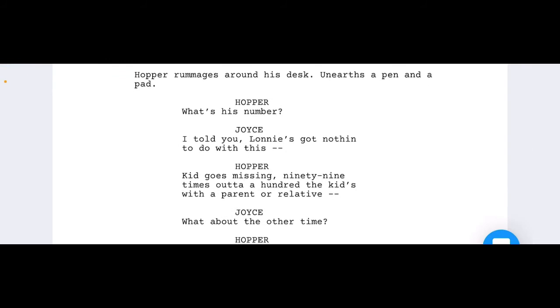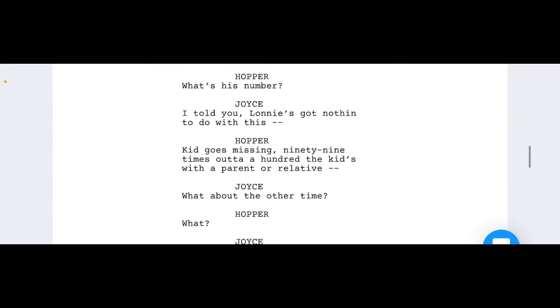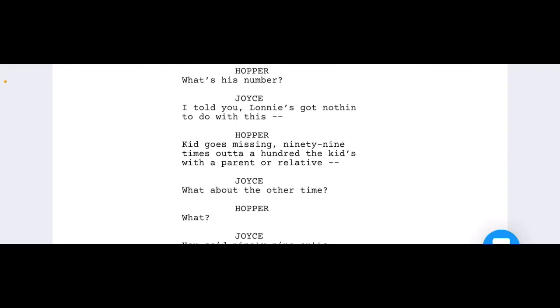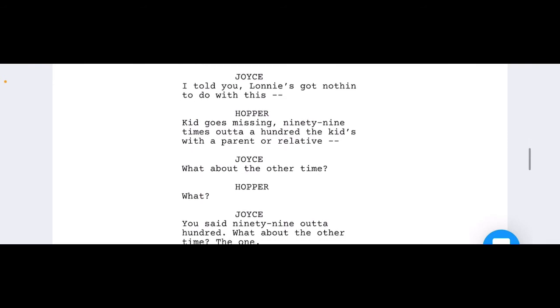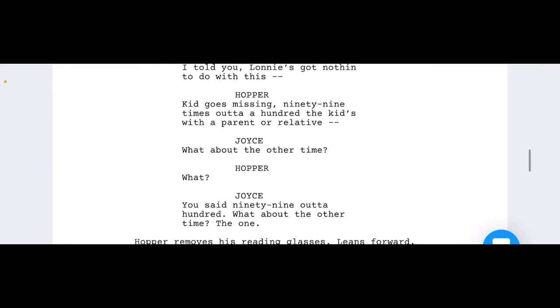Hopper rummages around his desk, unearths a pen and a pad. Hopper says, what's his number? Because despite Joyce saying that, he thinks it can be a family member that knows about the whereabouts or has taken the kid. Joyce, I told you Lonnie's got nothing to do with this, so she's frustrated there.